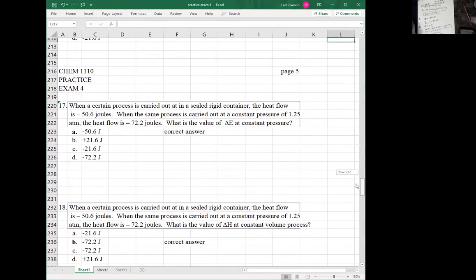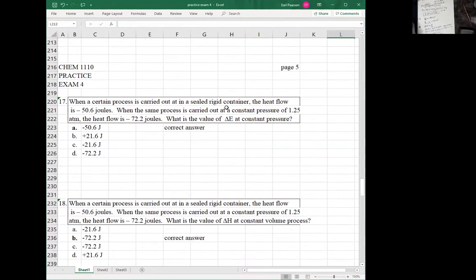And let's do number 17. What's the value of delta E for the process? Well, this one is certainly easy again because it's given in the problem. If you carry out a process in a sealed, rigid container, the volume is going to be constant. The heat flow at constant volume is delta E. So delta E is minus 50.6. That's the answer to that problem.